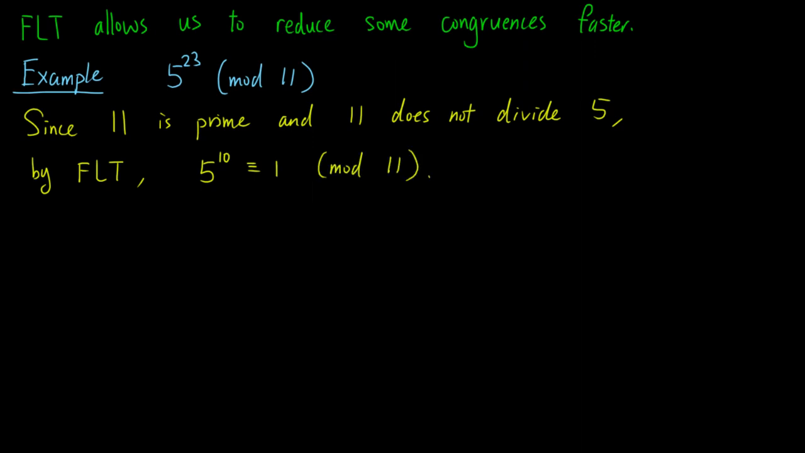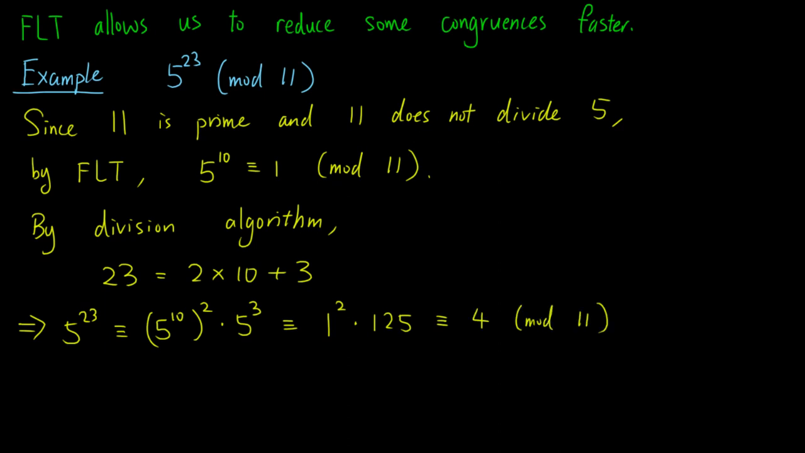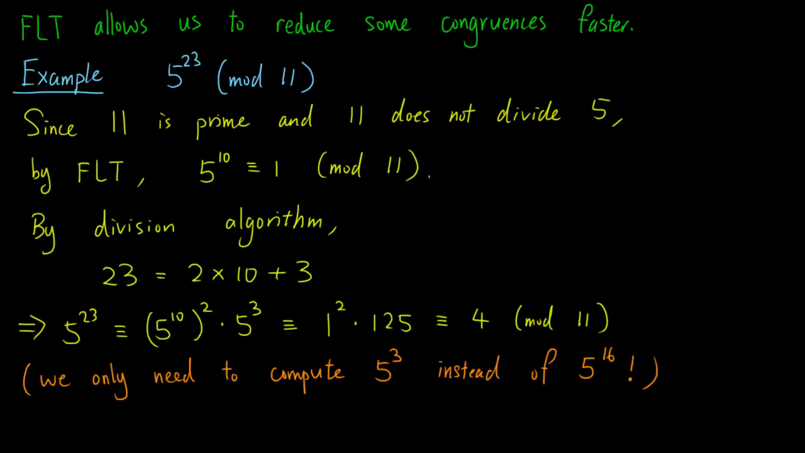To make use of this result, we use the division algorithm to write the power 23 as 2 times 10 plus 3. Now, 5 to the 23 can be written as 5 to the 2 times 10 plus 3, which is 5 to the 10 squared times 5 to the 3, which is congruent to 1 squared times 125. We can easily reduce this to 4 mod 11, which is the same answer as we got before. Notice, we only need to compute 5 cubed instead of 5 to the 16 required in the method of successive squaring.